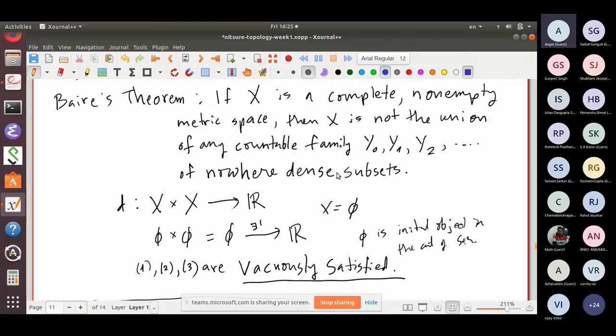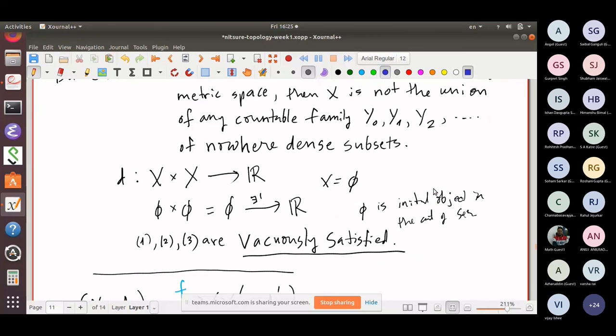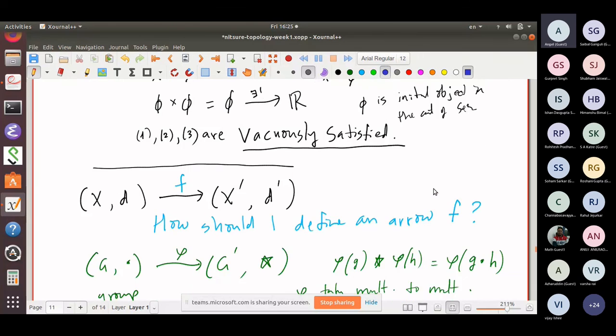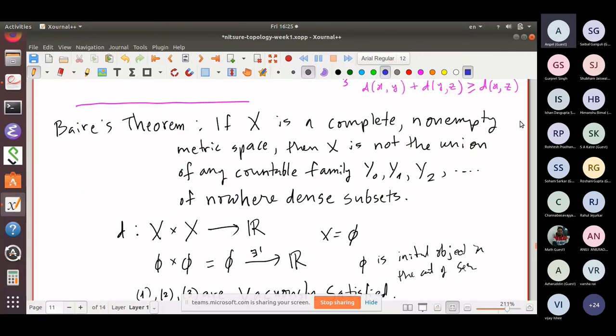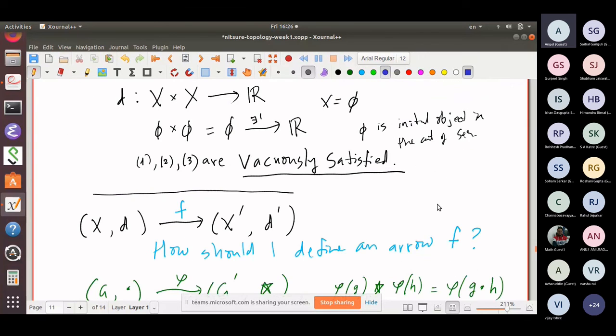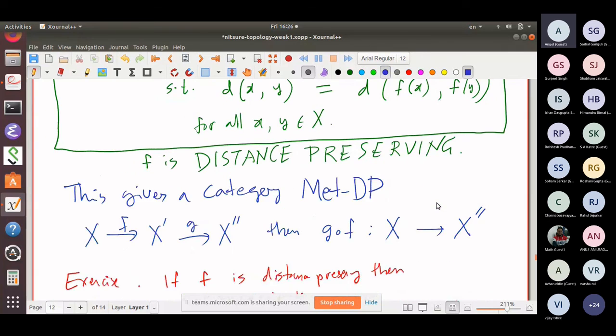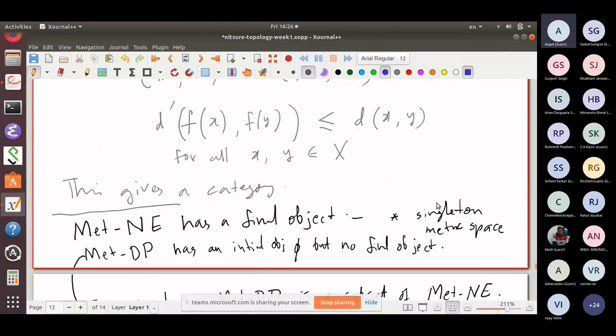Otherwise, it's not true. You see, the empty set is the union of the empty family of empty sets, which are nowhere dense. So you will have to simply add non-empty to some other statements. Then I introduced to you the three different kinds of morphisms.